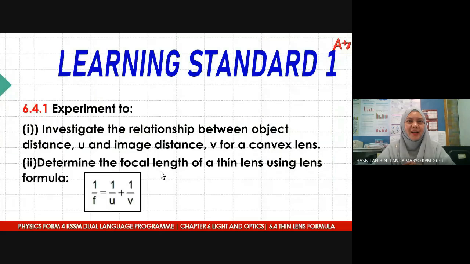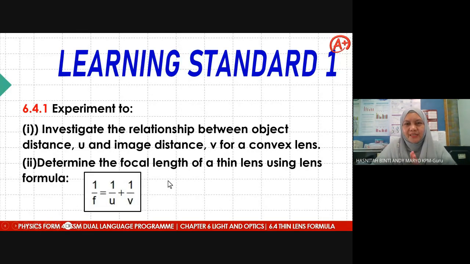So let us go to our first learning standard. It is experiment 6.4.1, to investigate the relationship between object distance and image distance for a convex lens. And second, to determine the focal length of a thin lens by using this formula. So this is the formula for a thin lens: 1 over f equals 1 over u plus 1 over v.